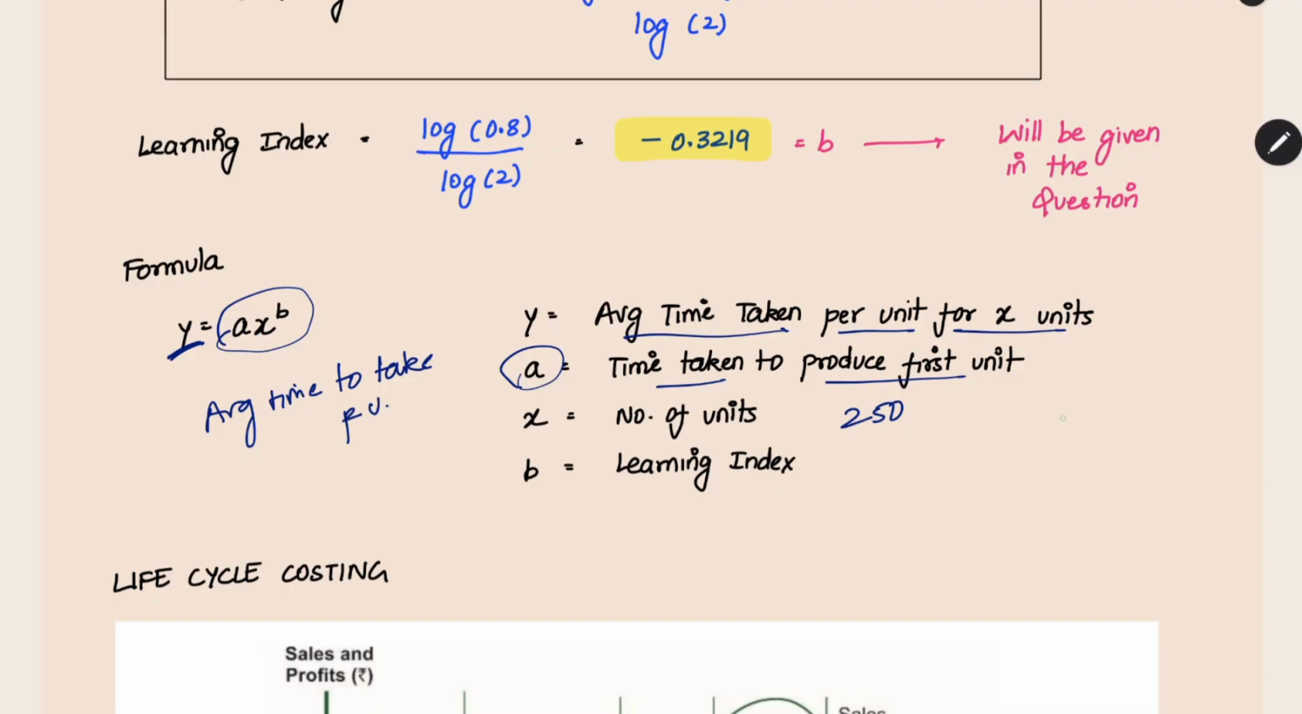Average time taken per unit. For example, 2 hours is taken per unit. This will be the answer of Y. Now, by using this, what can you find out? Total time taken to produce 250 units. For 1 unit, you are taking 2 hours. But for a total of 250 units, how many hours will you take? You will take 500 hours. This is the calculation which we can make from the result of this formula.